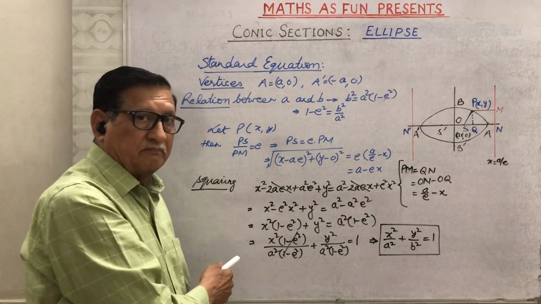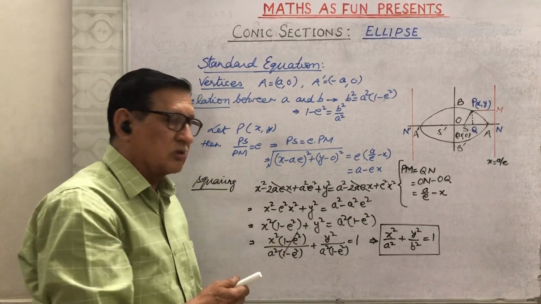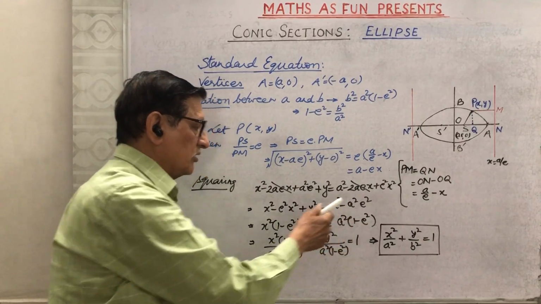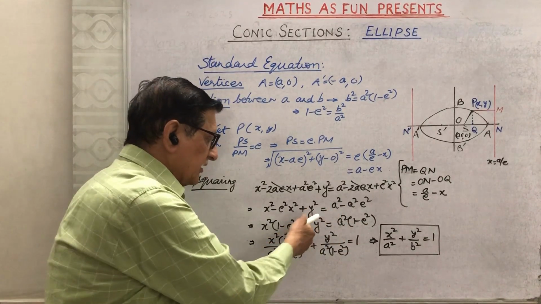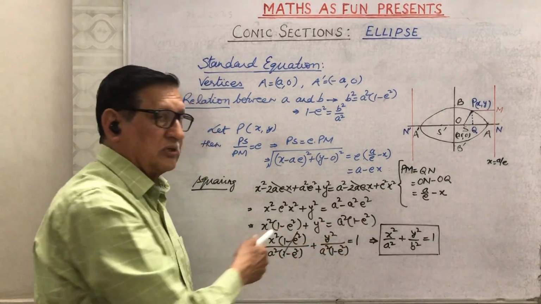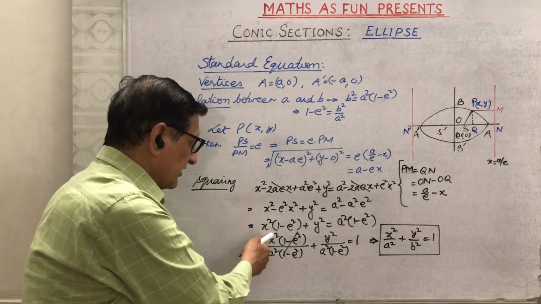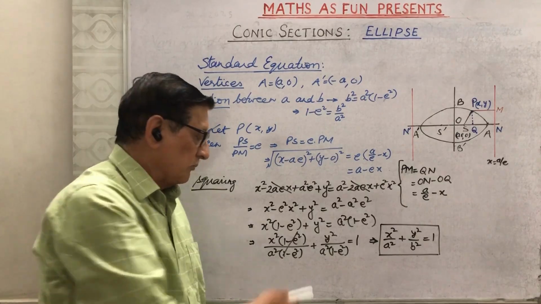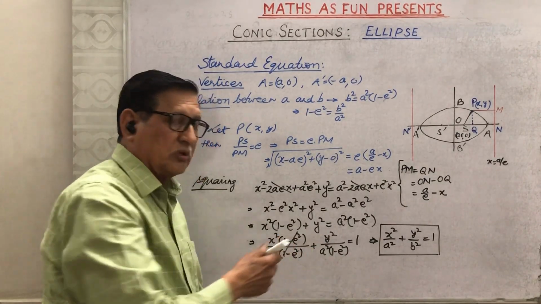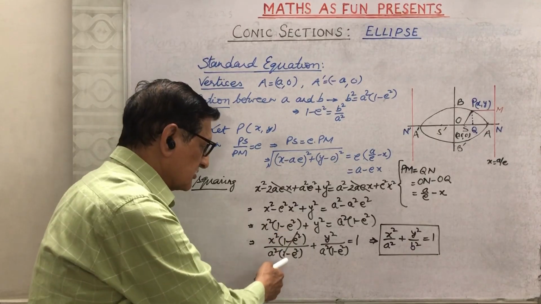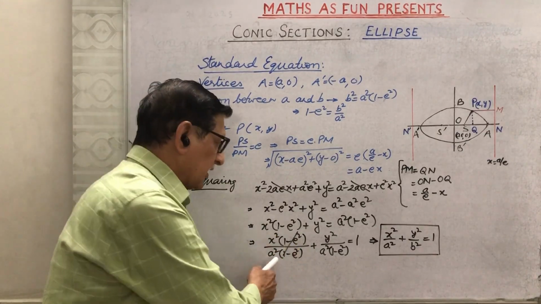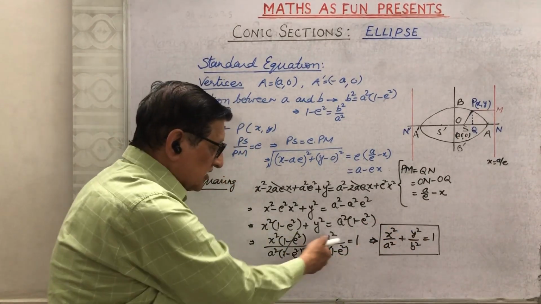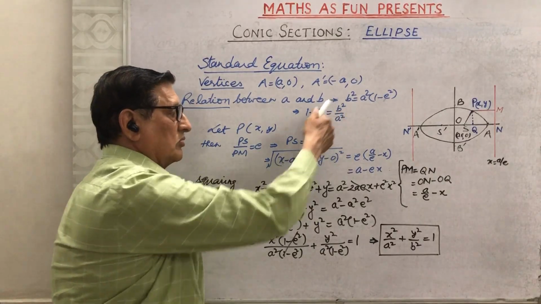x square common. This will be x square into 1 minus e square plus y square equal to a square common, a square into 1 minus e square. If we divide this by a square into 1 minus e square, we find it is x square into 1 minus e square upon a square into 1 minus e square plus y square upon a square into 1 minus e square. This 1 minus e square cancels this. So here we are getting x square upon a square plus y square upon b square equal to 1, since a square into 1 minus e square is equal to b square.